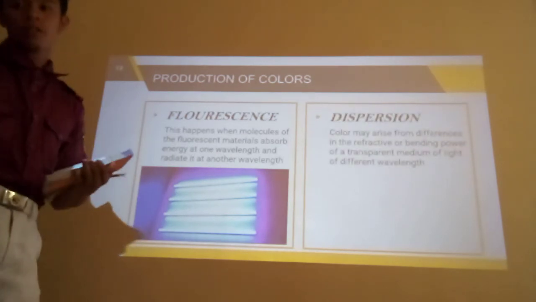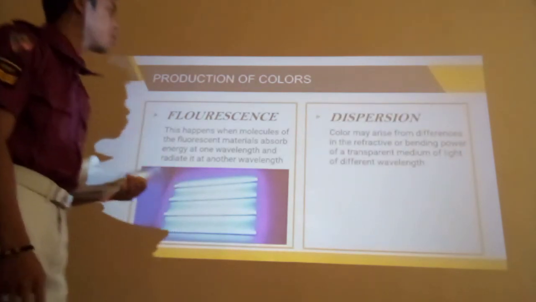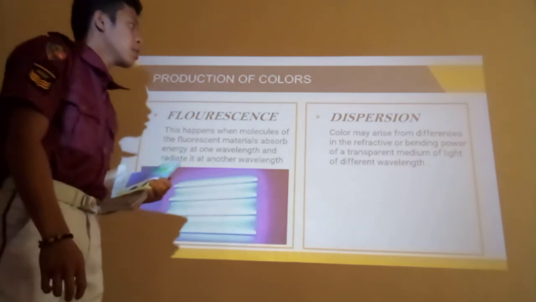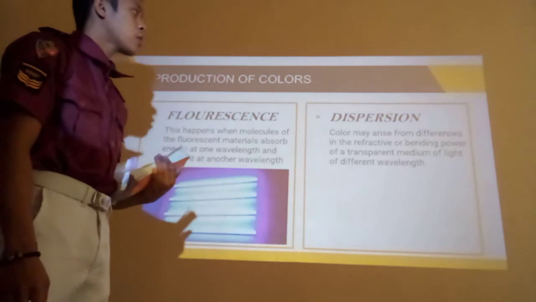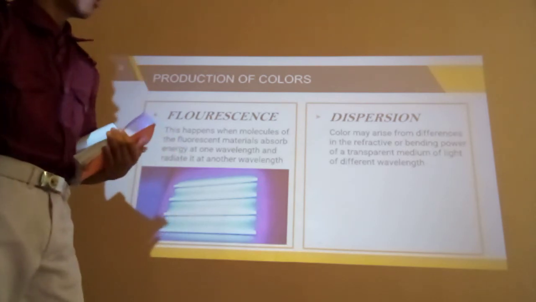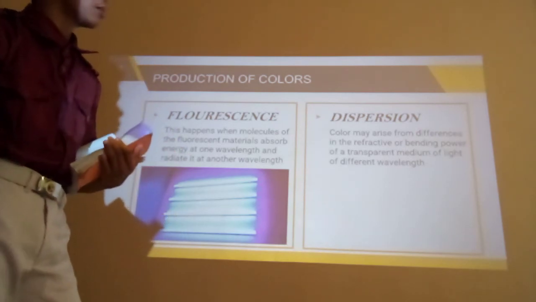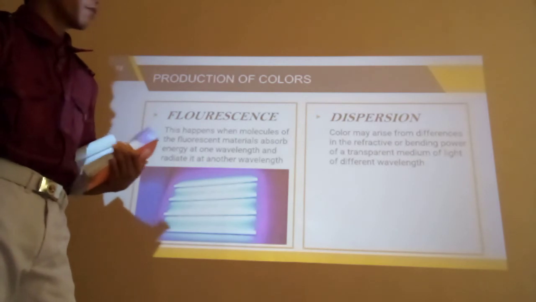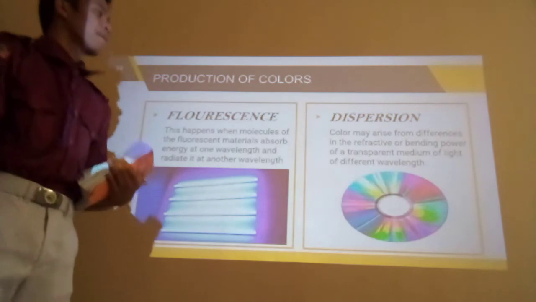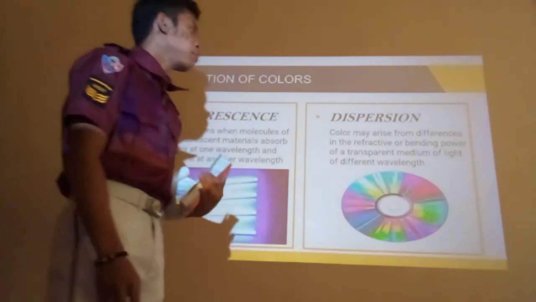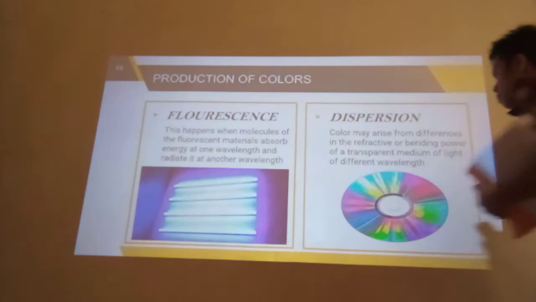The next production of colors is dispersion. So what is dispersion? Dispersion is when color may arise from differences in the refractive or bending power of a transparent medium for light of a different wavelength. So I have here an example of dispersion.